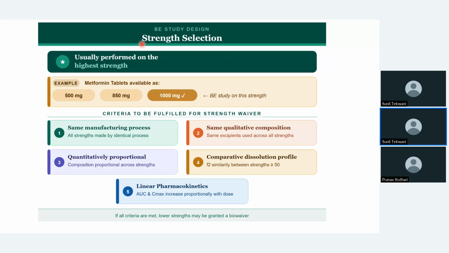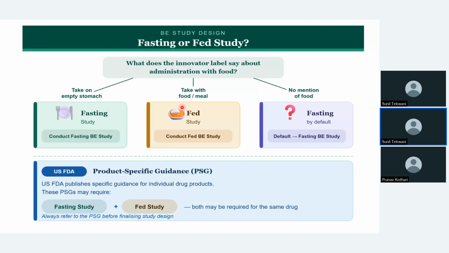So the second aspect of BE study designing is strength selection. Mostly you will select the highest strength. If the pharmacokinetics is non-linear, then you may have to select the 500 mg lowest strength as well. Further details are given in the EU BE guide. But the most common situation is we choose the highest strength. Coming to the next aspect in the BE design itself, it is mentioned fasting study. So how do we know whether to conduct a fasting study or a fed study?